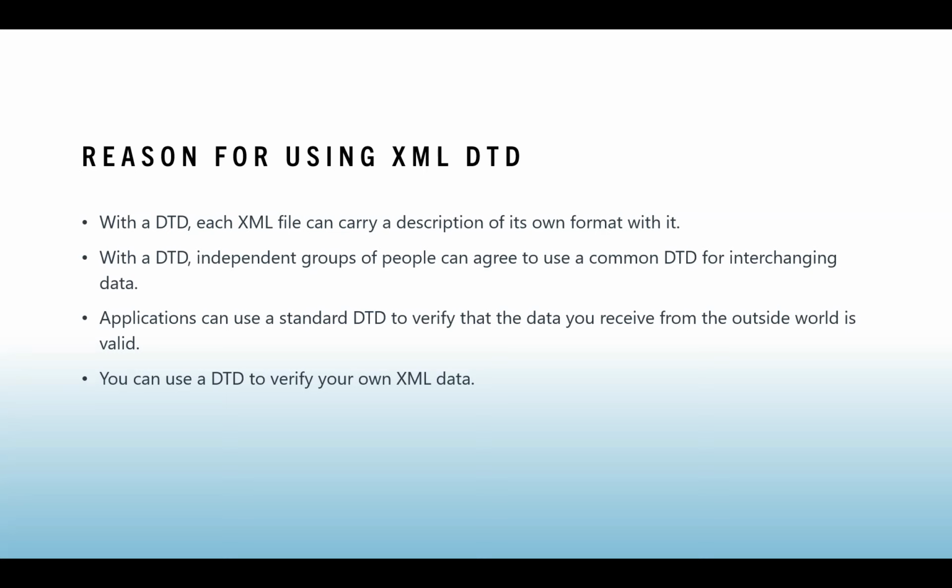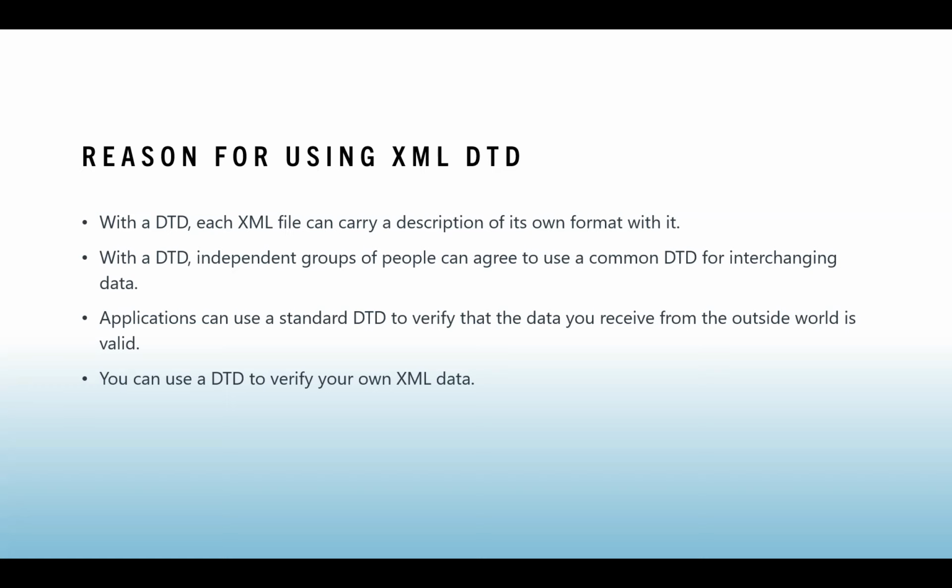So if you see other markup languages, what happens is you have common syntaxes that everybody has agreed upon. In XML, there is no such thing. So you need a common rule that everybody follows for interchanging data. And with the DTD, this has been facilitated. So with the DTD, independent groups of people can agree to use a common DTD for interchanging data. Applications can use a standard DTD to verify that the data you receive from the outside world is valid. And you can use a DTD to verify your own XML data.